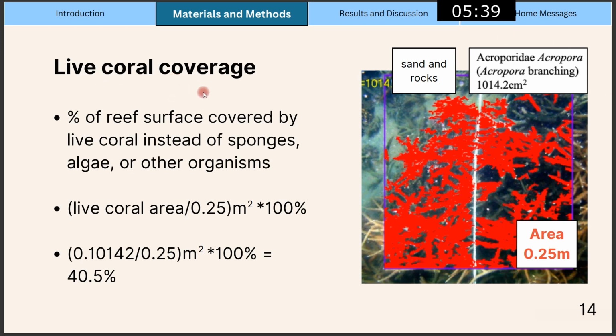So live coral coverage is the percent of reef surface covered by live coral instead of sponges, algae, or other organisms. So just now we know that the live coral area is about 1,014.2 centimeters square, which is 0.10 meters square, divided by the area of 0.25 meters square, and times 100%, we are able to get the live coral coverage in this area is about 40%. Do you guys agree?